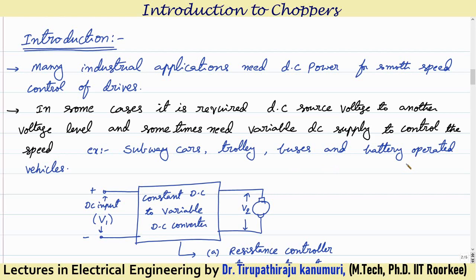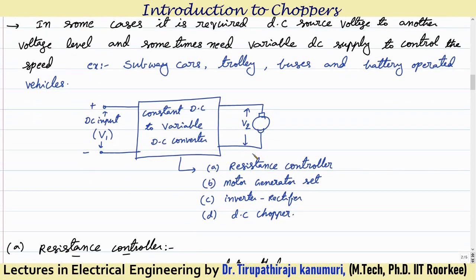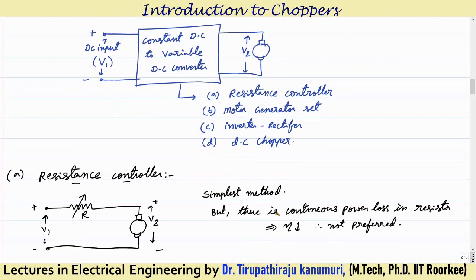So in all these applications, from a constant DC input voltage, I need a variable DC output voltage. That means this V2 should be variable so that I can connect it to my drive and do adjustable speed control. That means by varying the armature voltage of any motor, we can control the speed. So for that we need a variable voltage. This can be obtained by using either a resistance controller, a motor generator set, an inverter rectifier set, or finally a DC chopper. Let us see each one of them.